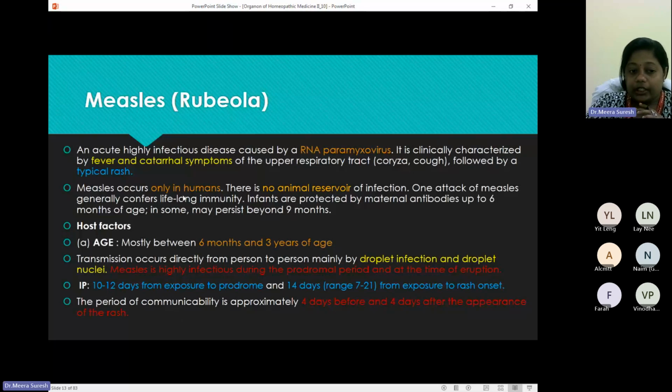So measles occurs only in human beings. There is no animal reservoir of infection. Whenever we say there is no animal reservoir, it is giving a clue that if this disease is seen only in human beings, we have more chances of even terminating this disease like smallpox, provided we control the cases or the carriers. Here there is no other organism or animal in between, so we don't have to control them or kill them.